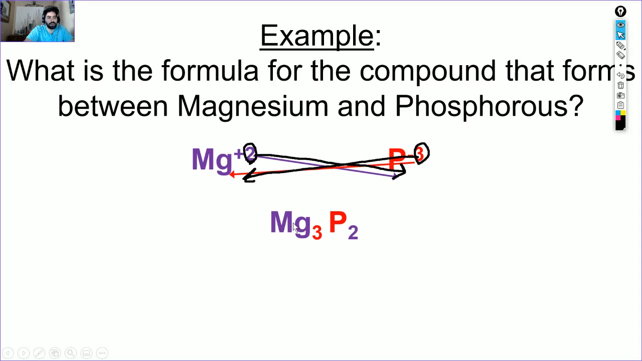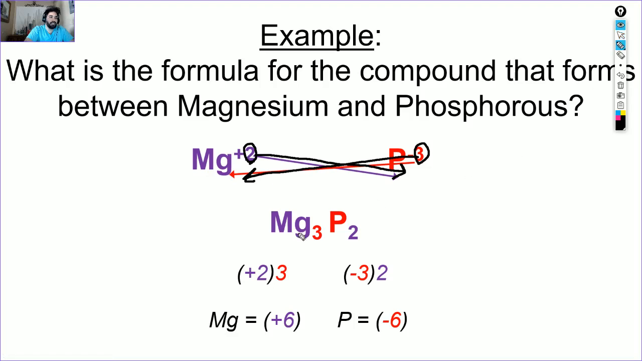Now, you all want to double check your work, so let's double check it real quick. One magnesium has a +2 charge, but I have 3 magnesiums, so that's +2 times 3. One phosphorus has a -3 charge, but I have 2 phosphorus, so that's -3 times 2. And then you do the math to see if they cancel. So overall, magnesium gives me a +6 charge, and phosphorus gives me a -6 charge. This does balance. It does cancel, so this is a correct answer. I just double checked my work.